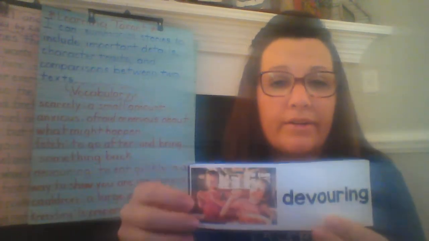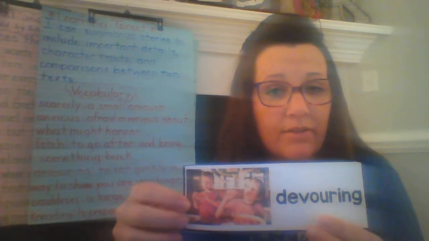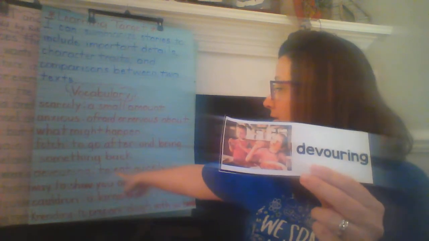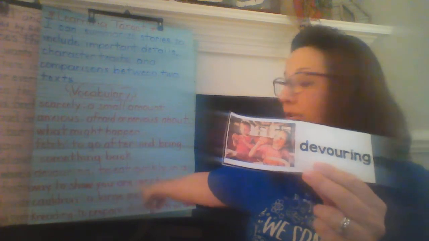Next, we have devouring, and the children were very, very hungry after spending a few days in the forest without eating. So when they came upon the house of the little old lady, they started devouring the sweets that were on the house. So devouring is to eat quickly in a way to show you are very hungry.